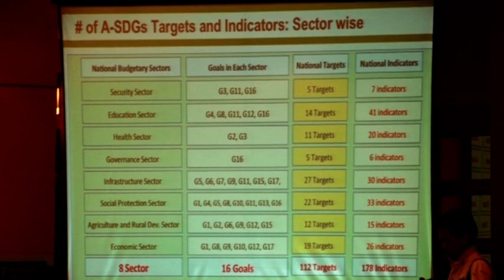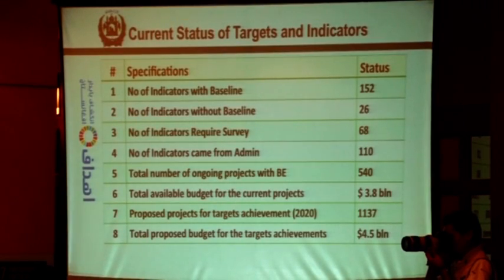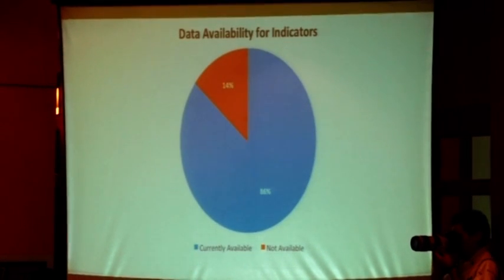We have sectors, then we have all the goals divided to the sectors, then we have our national targets, and we have our national indicators there. Since I have very short time, let me just jump a few slides, because I have very lengthy ones. On data availability in Afghanistan, we have 86% of data available for the indicators, and only 40% of indicators don't have baselines or accurate or reliable data.